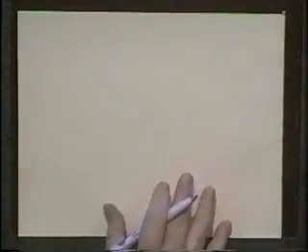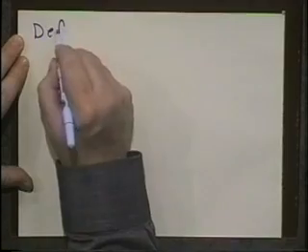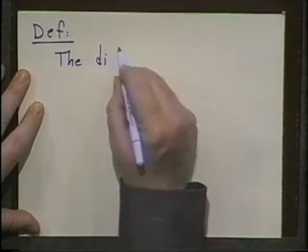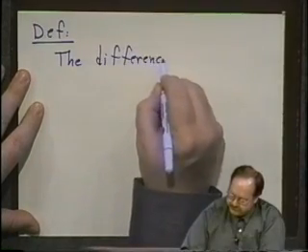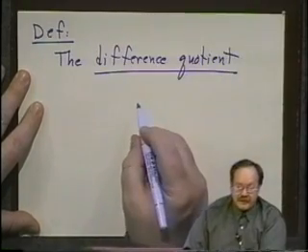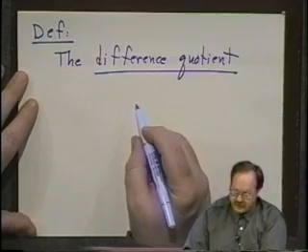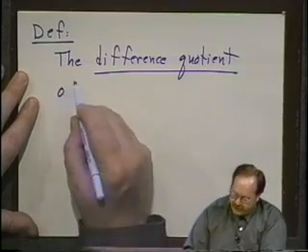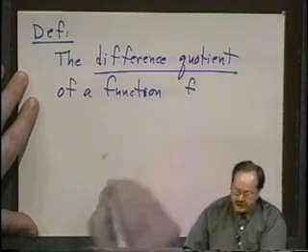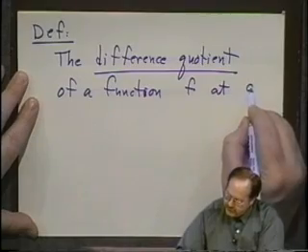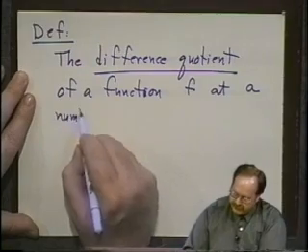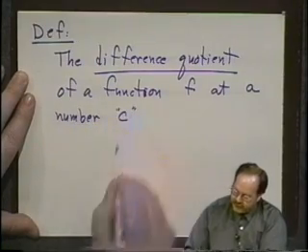How about a definition that will allow us to use it even more? Definition. Well, I'm going to define something called the difference quotient. Now, if all's right with the world, it ought to involve both a difference and a quotient. The difference quotient of a function, say, just for the argument here, call it f, at a number, we'll call it c.